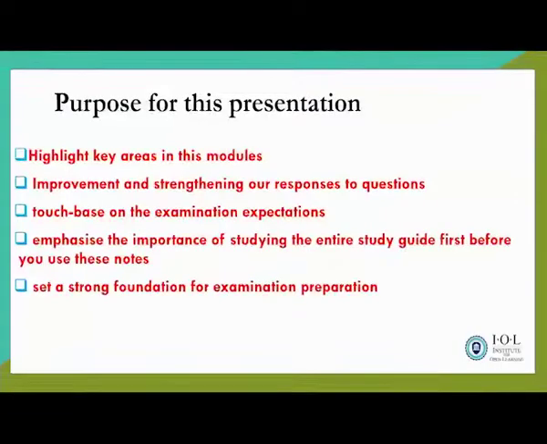The purpose of this presentation, number one, is to highlight the key areas in this module. And then mostly I want to improve and strengthen our responses to question papers. It can be questions regarding assignments, it can be questions regarding examination. I'll be touching on the examination expectation, as well as the importance of studying the whole module.